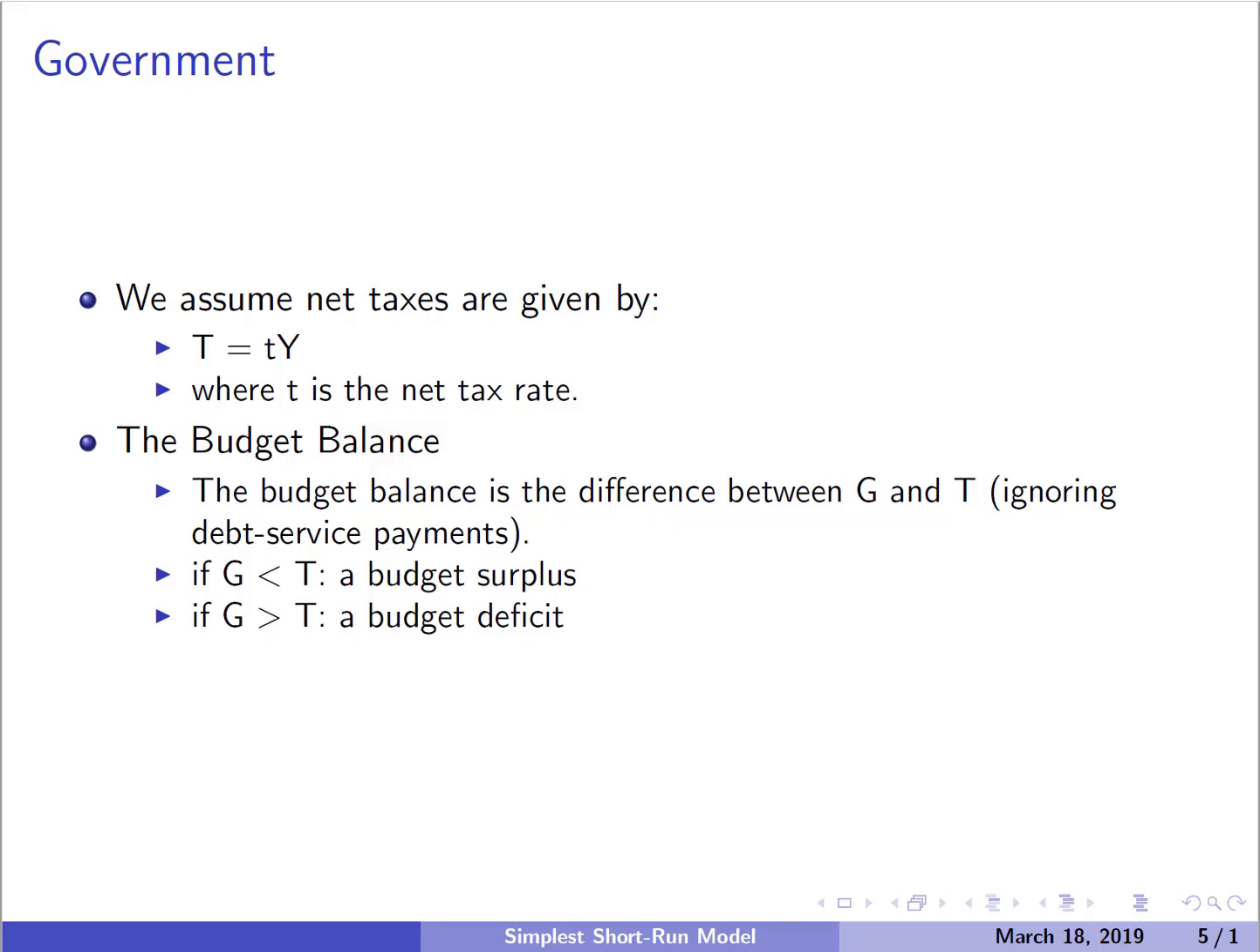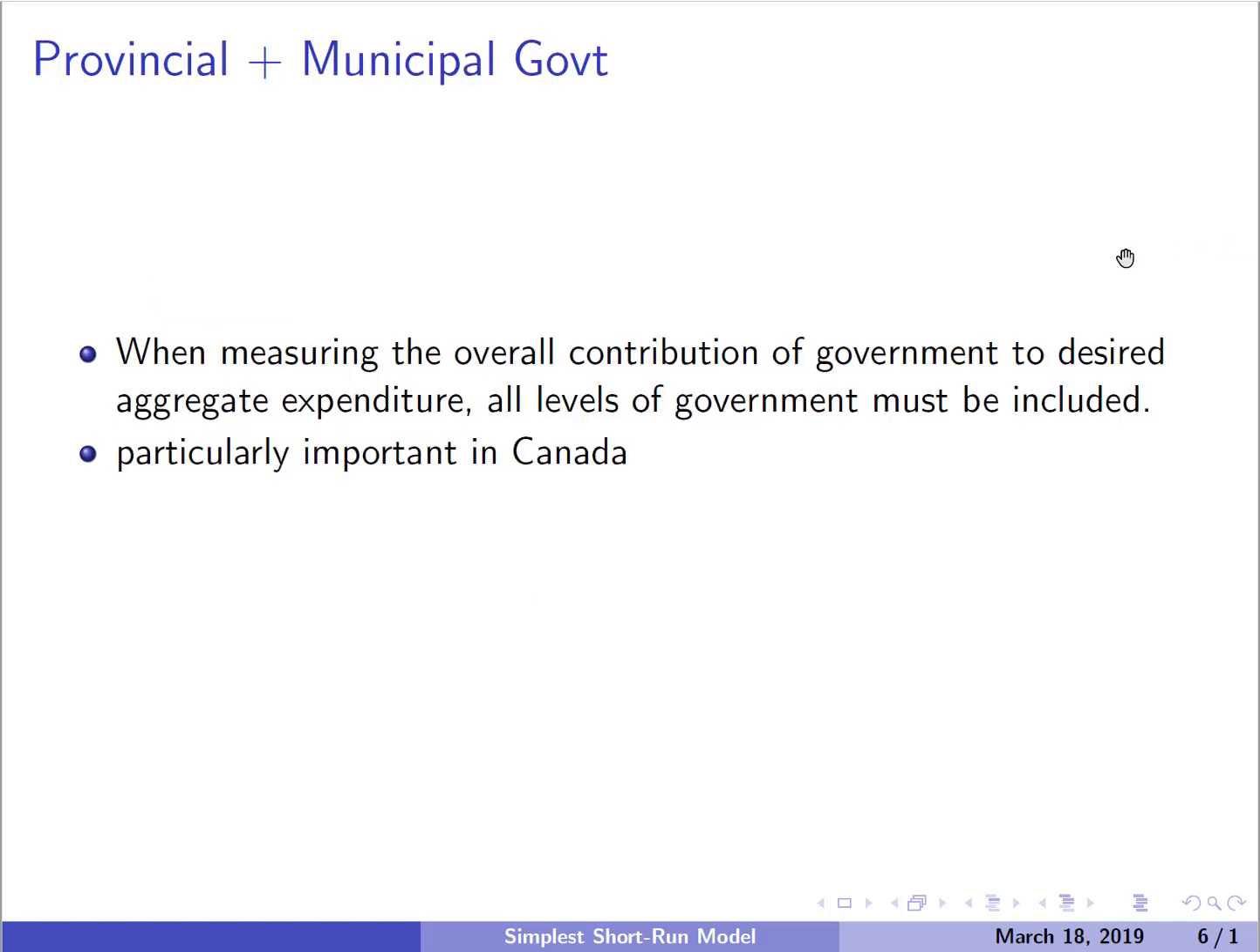Before we move on, or recap what the government looks like in this model, it's really an important point to make that we're modeling all forms of government together, in the sense that capital G is all the purchases of goods and services by the federal government, by provincial governments, by municipal governments. We're grouping all of them together. So we're not separately modeling different levels of government.